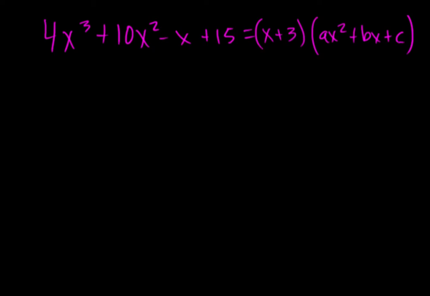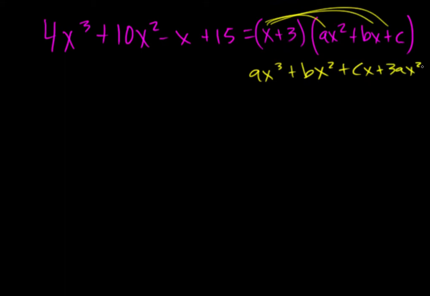Okay, so what we're going to do first is we're just going to multiply the thing on the right side. So we multiply that, it's ax cubed, multiply that, plus bx squared, plus cx, plus 3ax squared, and I'll just come down here, plus 3bx plus 3c.